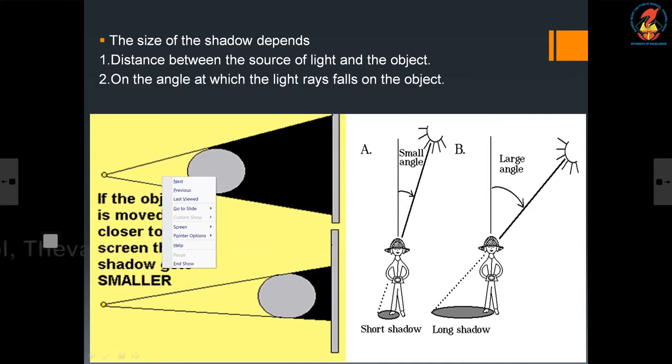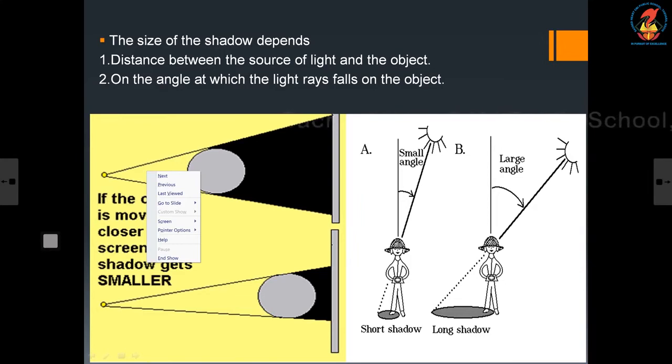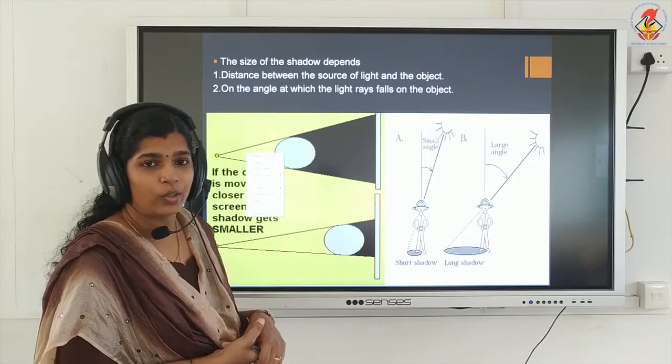Now, you can see the distance between the object and the source, this opaque object and this source. Here the distance between this source and this opaque object is small. The shadow formed is large. The size of the shadow is more. Here, if the object is moved closer to the screen, the size of the shadow decreases.